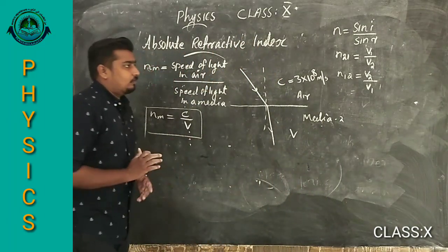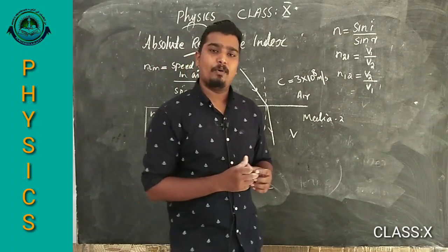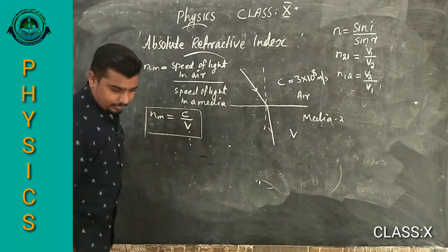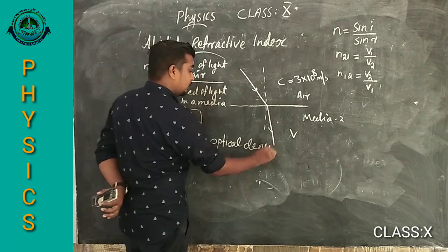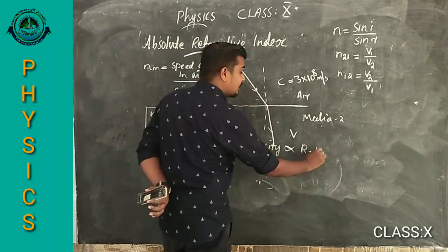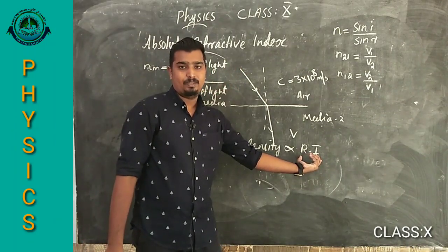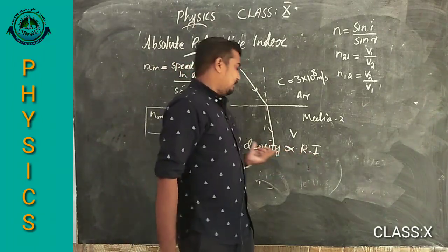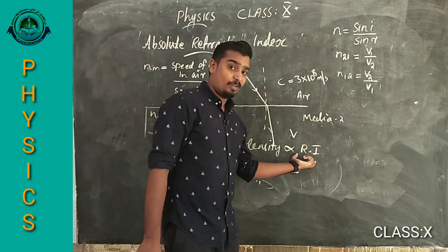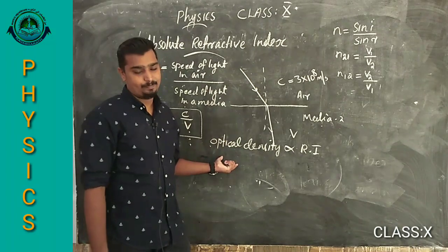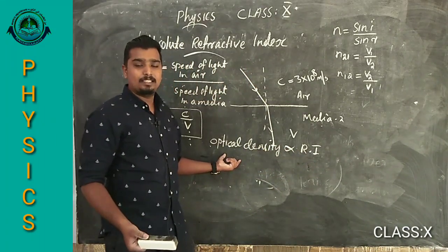Okay. Next, very important point, that is the refractive index of a media is directly proportional to the optical density. Listen, that is the optical density is directly proportional to the refractive index. What is the meaning? If the refractive index is less, the optical density is also less. What is the meaning of that term? If the refractive index is less, the optical density is less, means the medium is rare medium. If the refractive index is high, the optical density is also high. That means the medium is considered as denser medium.